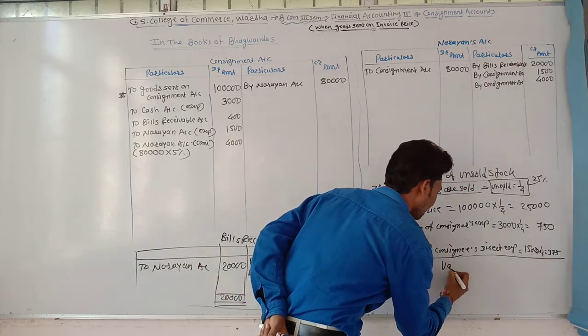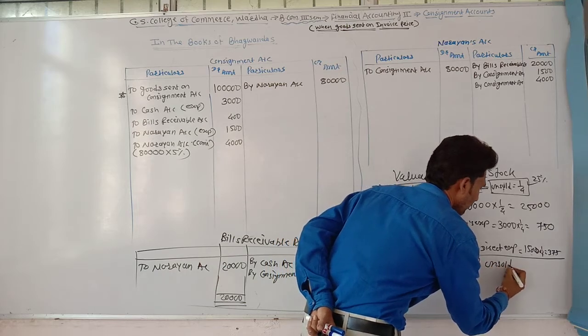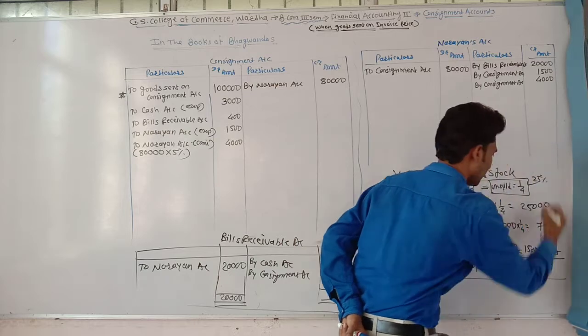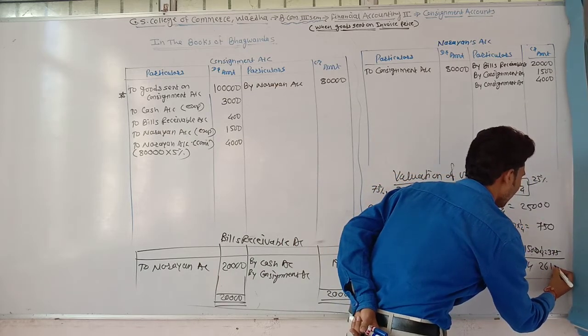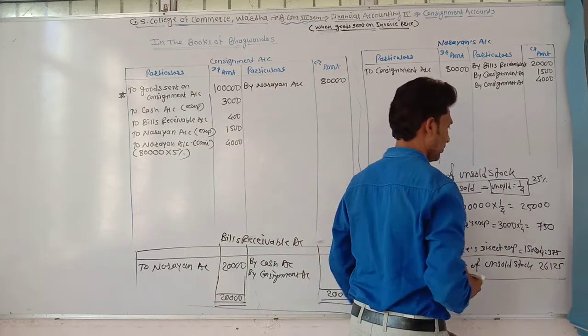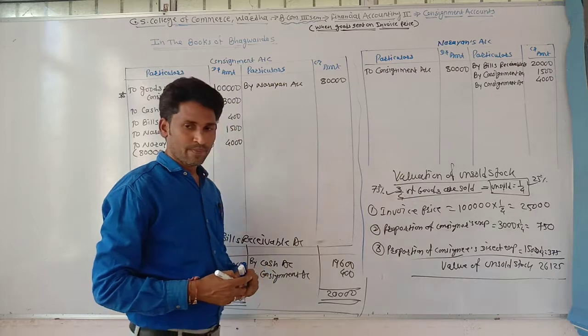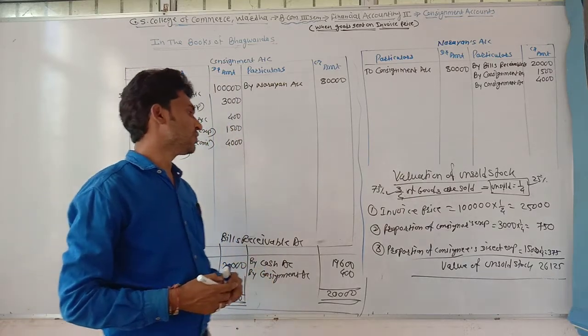It becomes the value of unsold stock. The value of unsold stock is 26,125. Okay, 26,125 is the value of unsold stock.